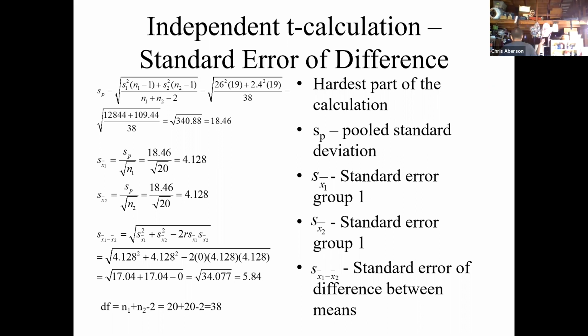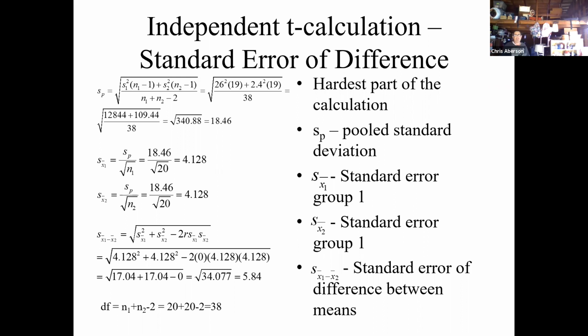This involves our group standard deviations and their sample sizes. So we're going to take the first group standard deviation, we're going to square it, and we're going to multiply it by that first group sample size minus 1. We add to that the same values from the second group, and then we divide that by the two sample sizes added together minus 2, or the degrees of freedom. And then we take the square root. And you can see once we do that, we get a value of 18.46.